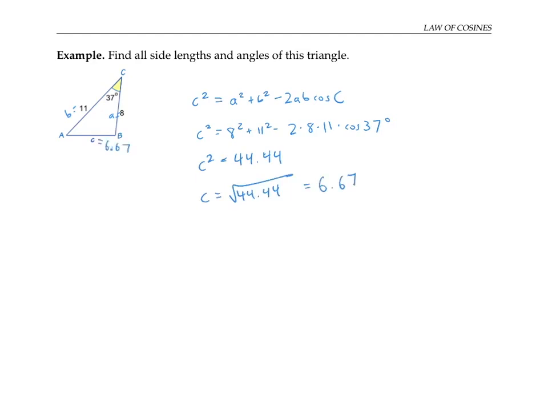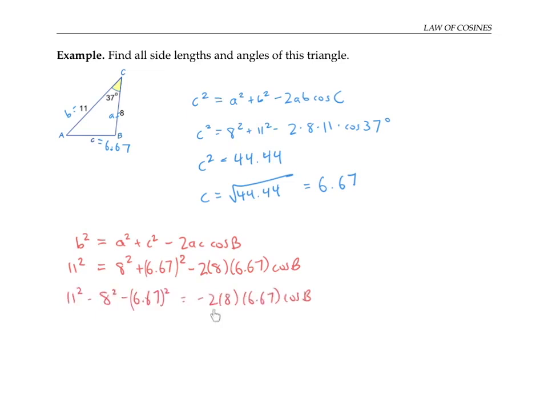Next, I'll use the law of cosines to find the angle B. I'll need to use a version of the law of cosines that mentions cosine of angle B here. So it'll need to mention side length little b, so that'll be the form b squared on the left. I'll get a squared plus c squared minus 2ac cosine B on the right. I'll plug in values for all my side lengths, and now I can solve for cosine B by subtracting 8 squared and 6.67 squared from both sides, and now dividing both sides by negative 2 times 8 times 6.67. Using a calculator, this gives me that cosine of B is equal to negative 0.1172.